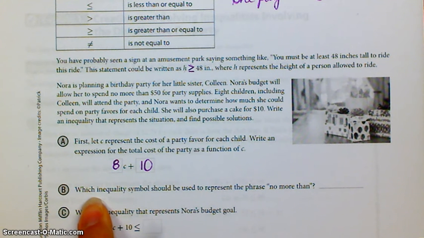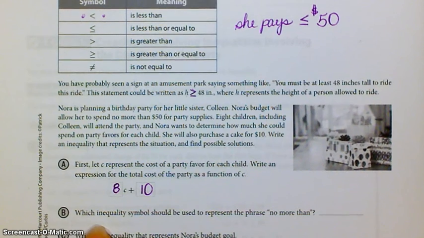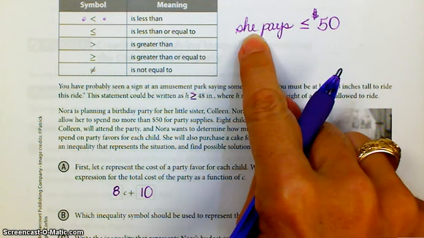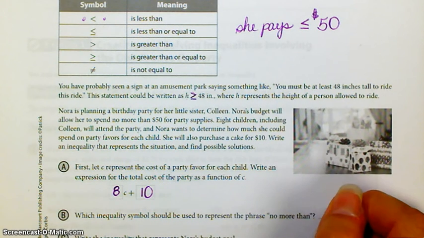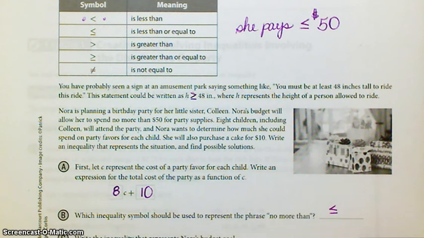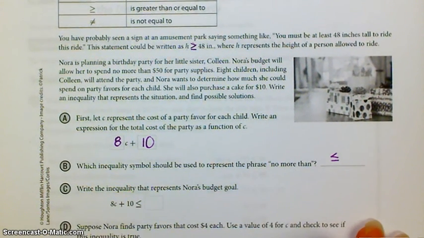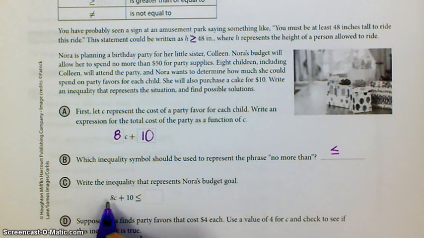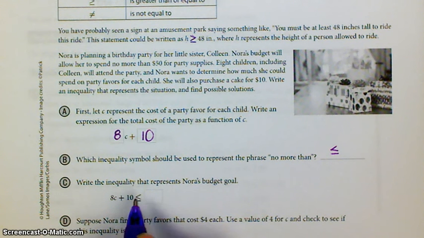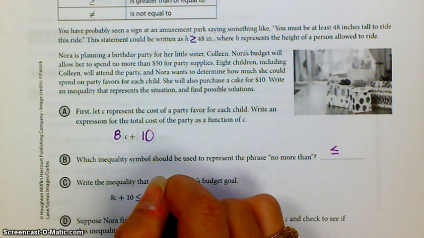And then we're saying to ourselves, which inequality symbol should we use for no more than? Remember, we said she can't pay any more than $50, so it's that less than or equal to sign. All right, so we've got all of our little pieces. 8 party favors at a cost of c, plus $10 for the cake, has to be less than or equal to $50.